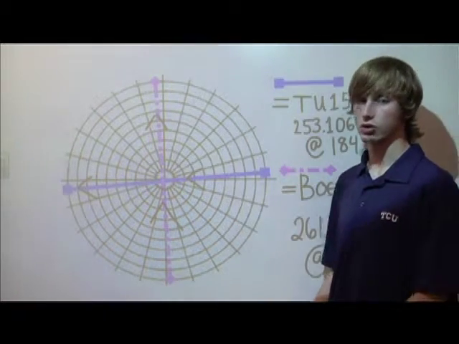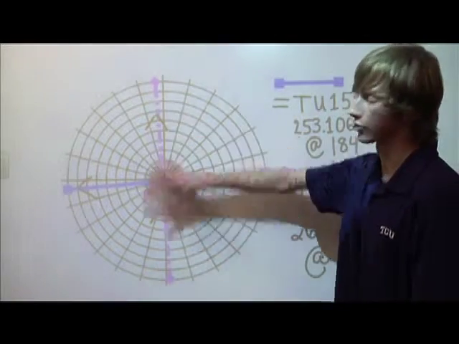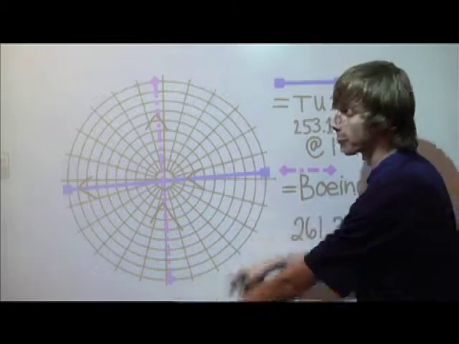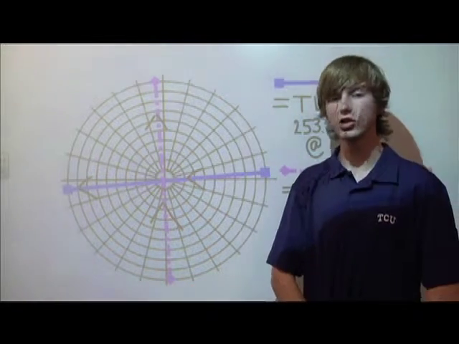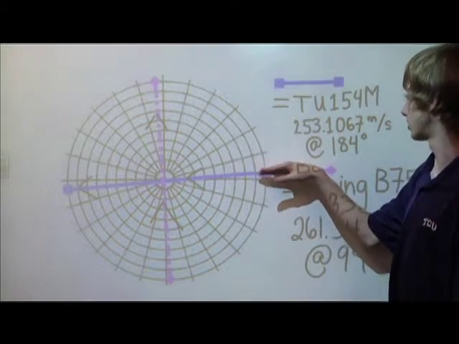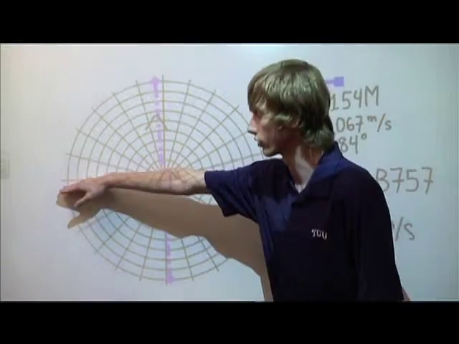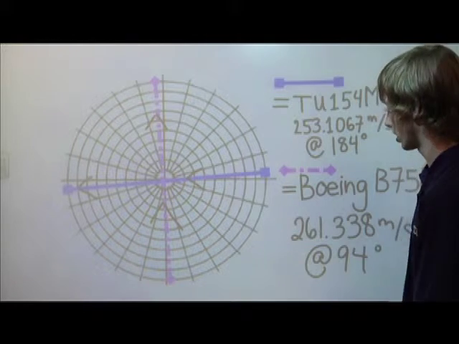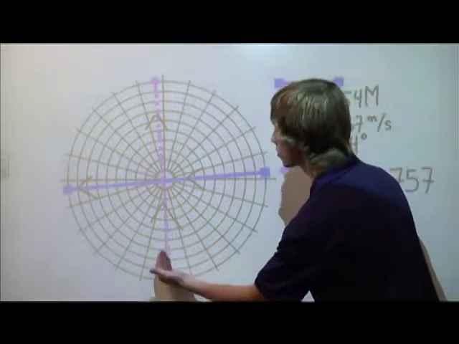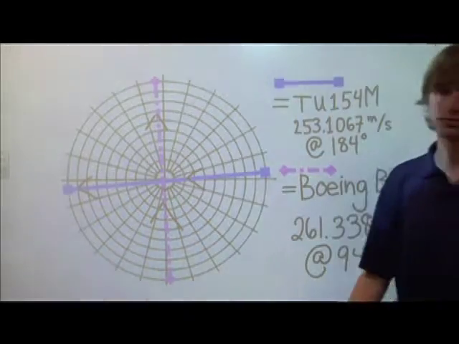On the screen, Nielsen would have seen something like this without the trajectory paths of the two planes, so he would have only seen dots and the two planes right here. Now, the Tu-154M was traveling about 253.10 meters per second at 184 degrees, versus the Boeing, which was traveling a little bit faster, 261.338 meters per second, going at about 94 degrees.